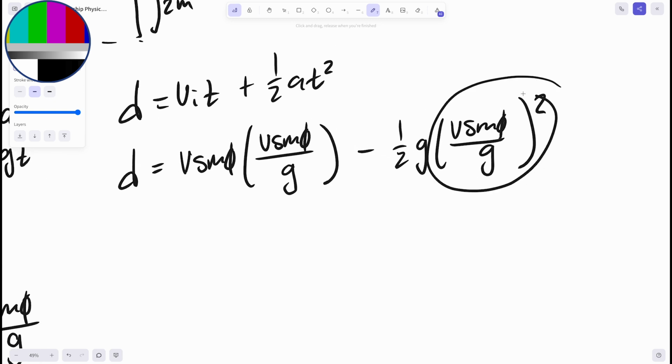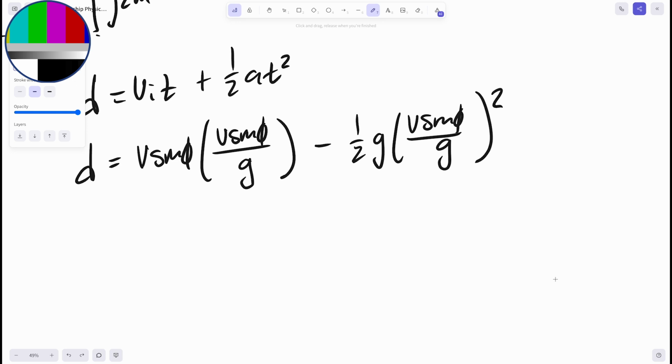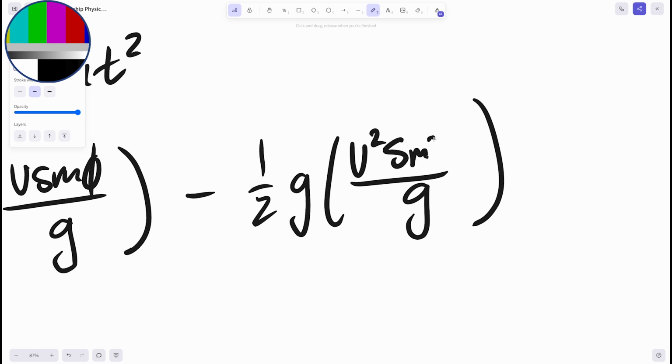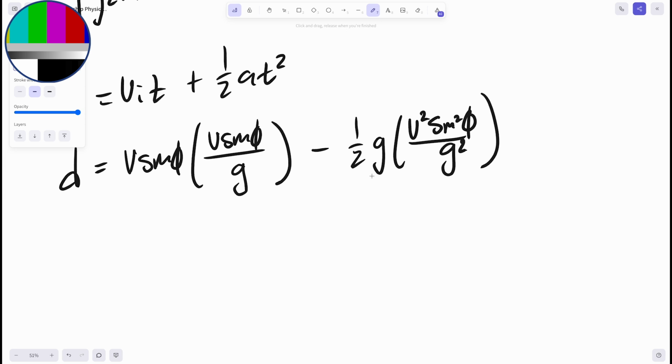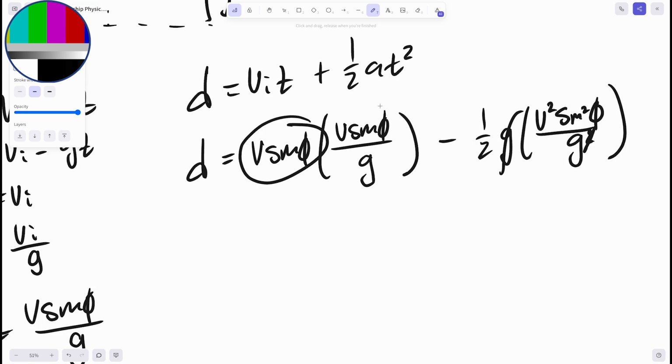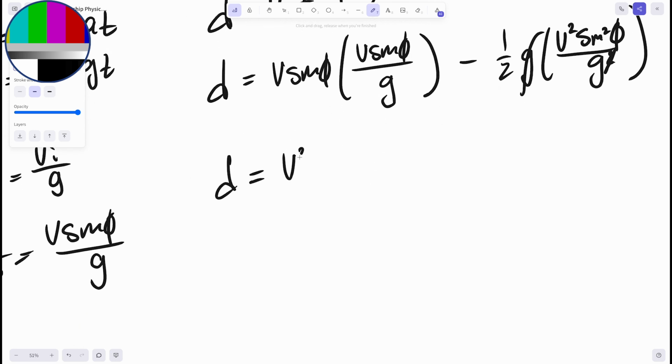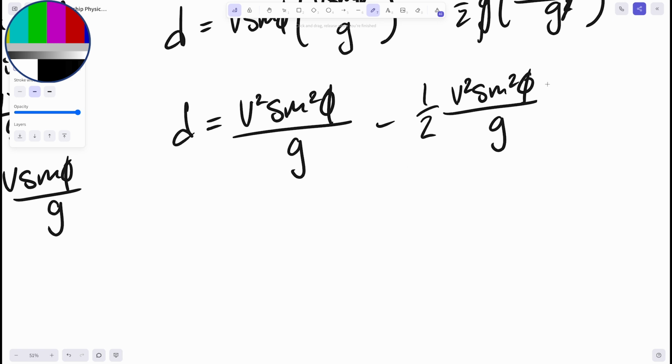So first of all, simplifying this squared, we can get rid of the squared up here, and we can change that to v squared sine squared phi over g squared. And then right off the bat, you can see we can cancel out this g with this power. And we can also see that this is going to be v squared sine squared phi as well. So we can make those changes as well. Now we have this right here.